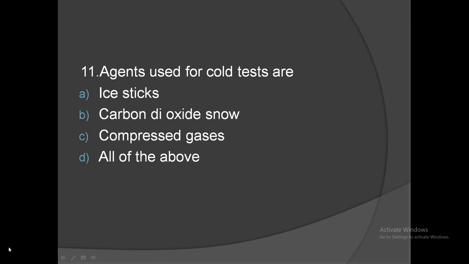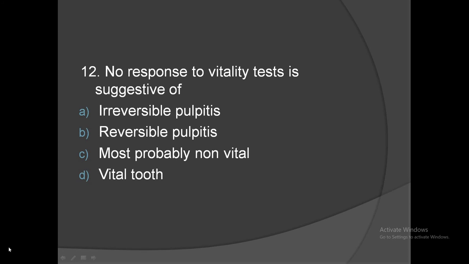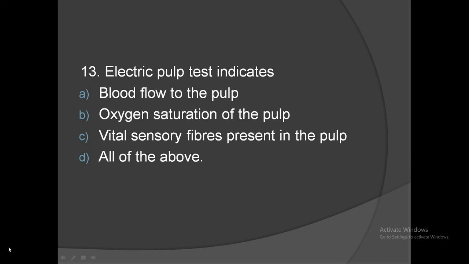Agents used for cold test are ice sticks, carbon dioxide snow, compressed gases, or all of the above. No response to vitality test is suggestive of irreversible pulpitis, reversible pulpitis, most probably non-vital, or vital. Electric pulp test indicates blood flow to the pulp, oxygen saturation of the pulp, vital sensory fibers present in the pulp, or all of the above.